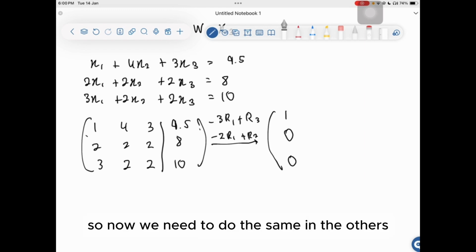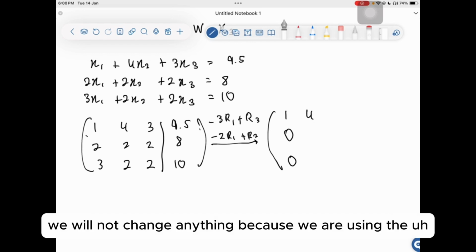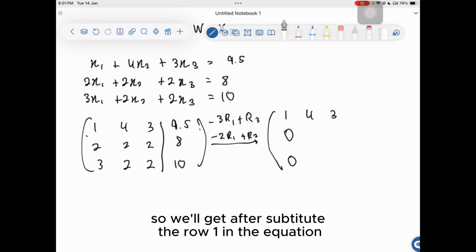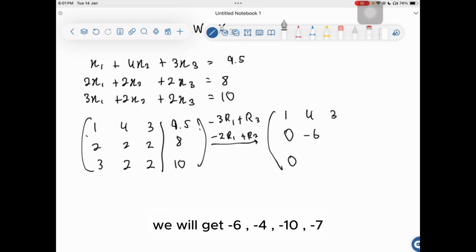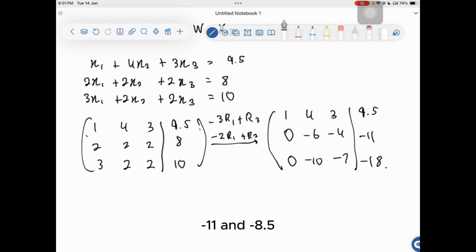So now we need to do the same in the other columns. In the first column, we will not change anything because we are using the leading one in the first column. After substituting row 1 into the equations, we will get negative 6, negative 4, negative 10, negative 7. We need to do the same for the coefficients, which gives us negative 11 and negative 8.5.